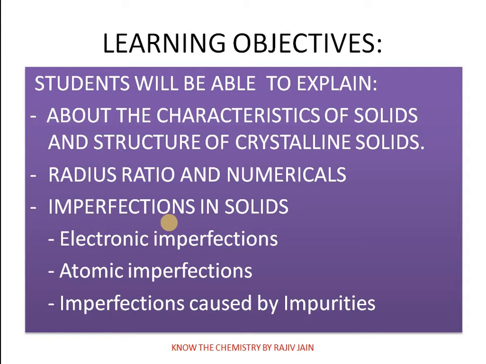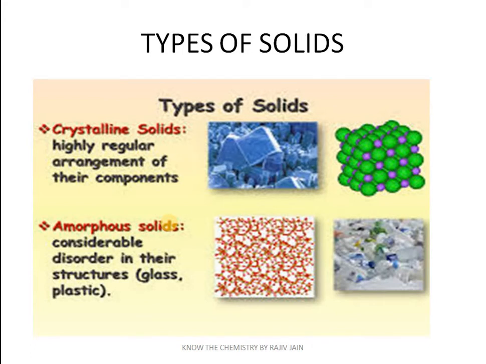So the learning objectives are: we will be able to clear all the characteristics of solids along with their structures, radius ratio and a few numericals, and imperfections in solids with regard to electronic, atomic and impurity defects. So this we have done in the previous video also.